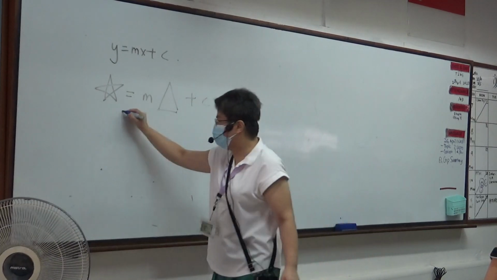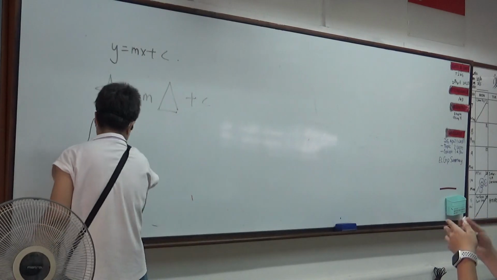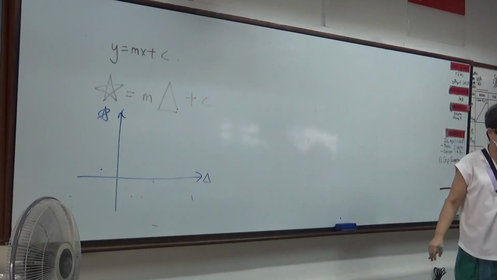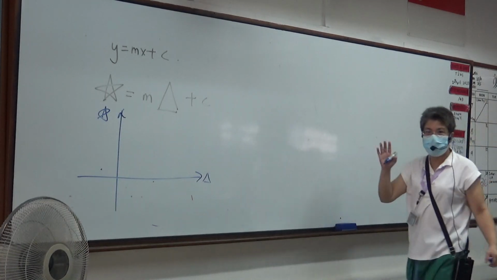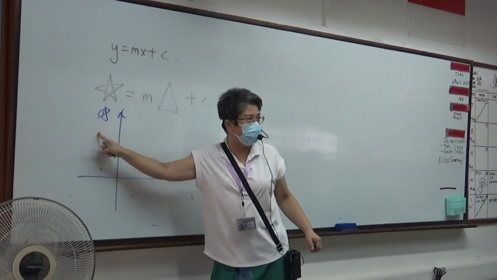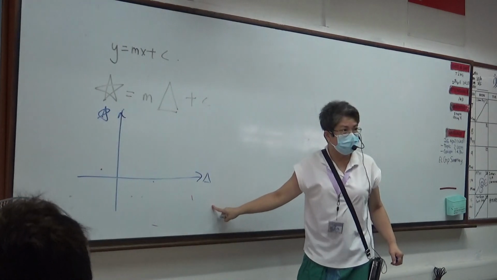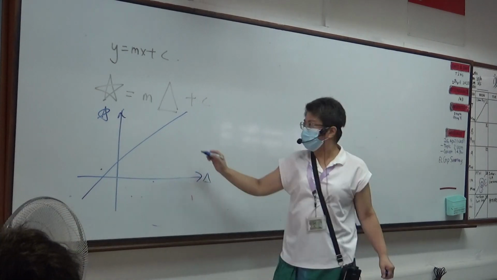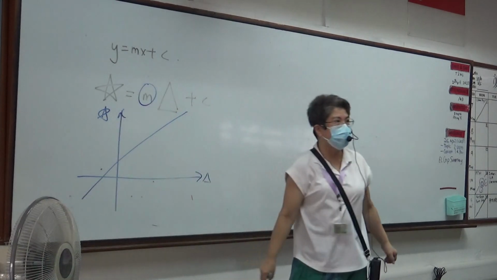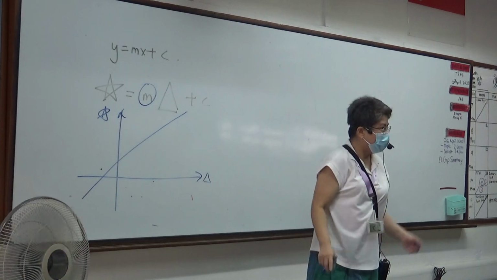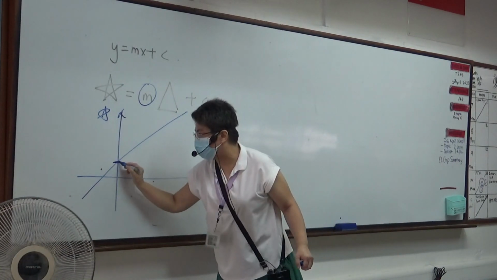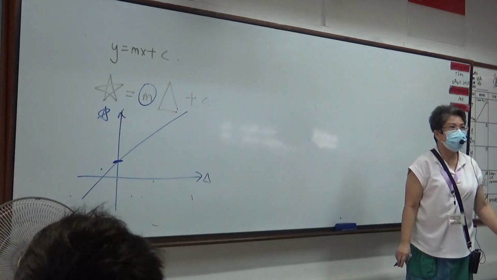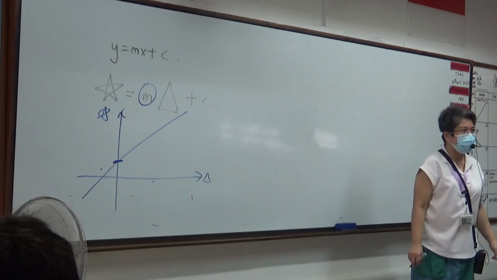That means when I draw this graph, it's star against triangle. When I say star against triangle, star is the vertical, triangle is the horizontal. And when I'm able to draw a straight line like that, I can find the gradient, which means I can determine what is m. And I can find c, where it cuts the y-axis or star axis. Then I can get the vertical intercept. We no longer call it the y-intercept.